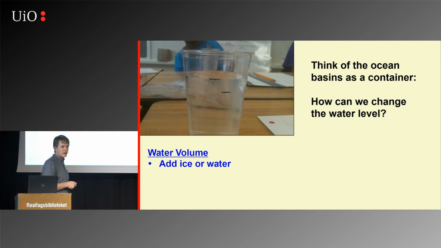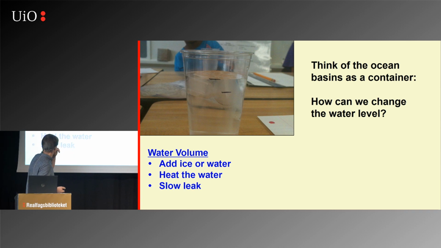But if you heat the water, if you heat it enough, the water level will go up because of thermal expansion of the water. So that's the second mechanism that you can raise sea level, to actually heat up the water. Okay, so you can do things to the water, and you can also poke a hole in the bottom and leak the water out the bottom.